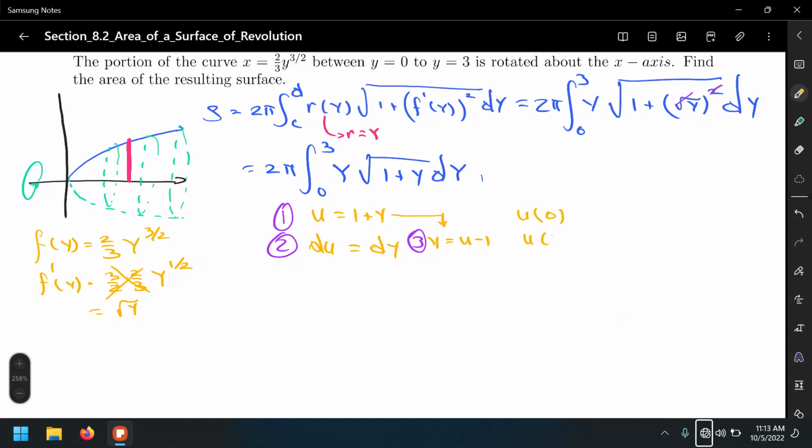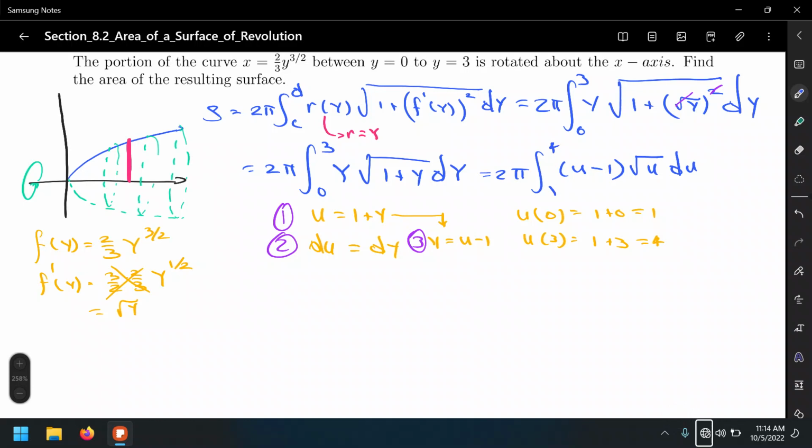u of 0, u of 3. So u of 0, that's 1 plus 0, and 1 plus 3. That's going to be 1, that's going to be 4. So let's do the substitution. Let's go back to the integral. So that's going to be 2 pi integral from 0 to 3. And number 1, we had a substitution for y, and this y will be u minus 1, and square root of 1 plus y, that's the square root of u du. Oh, I didn't change the limits, 1 to 4, and that's 0 to 3.